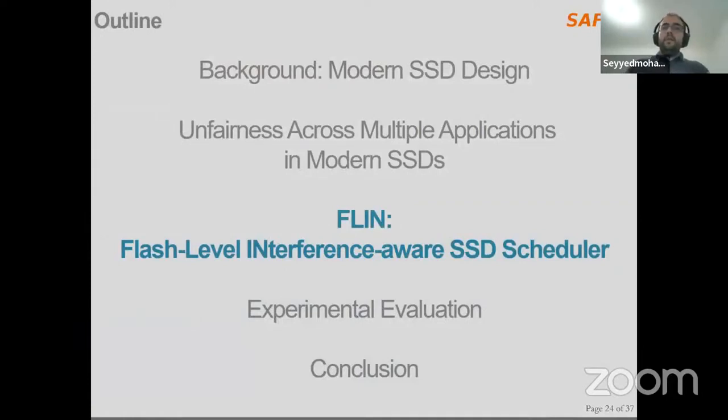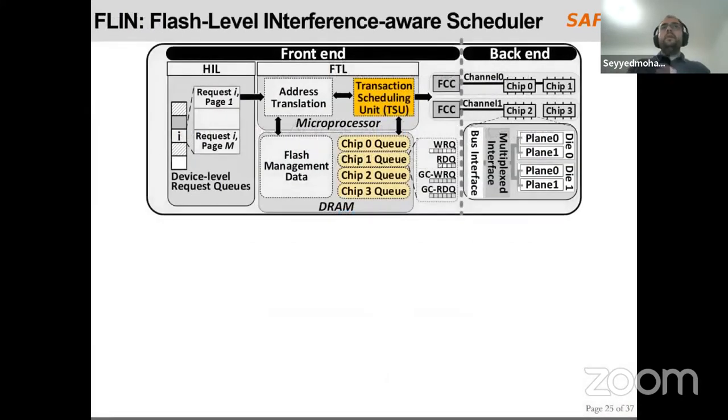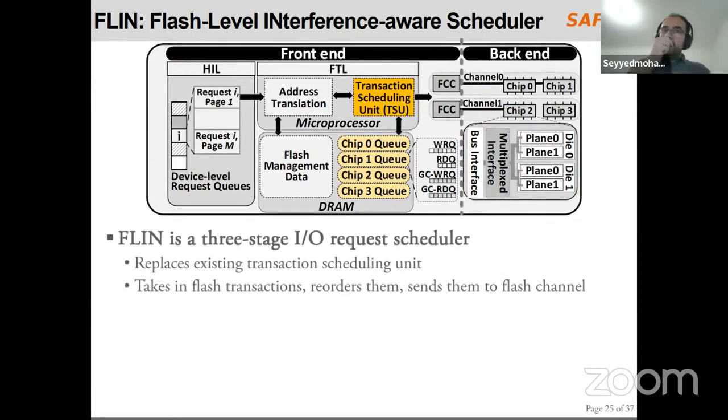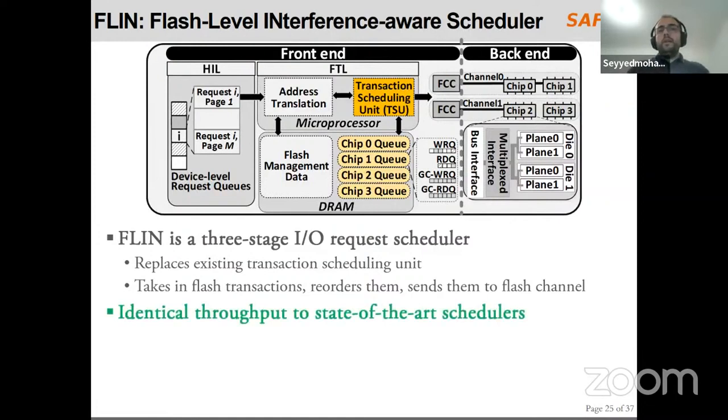Okay, let's now have a very quick look at FLIN, our proposal. FLIN, flash level interference aware scheduler. FLIN is a 3-stage IO request scheduler that replaces the existing transaction scheduling unit. It takes in-flash transactions, reorders them, and sends them to the flash channel. It has identical throughput to state-of-the-art schedulers.